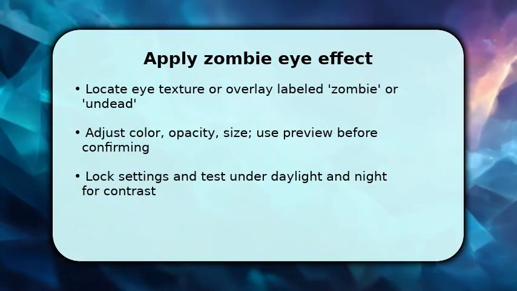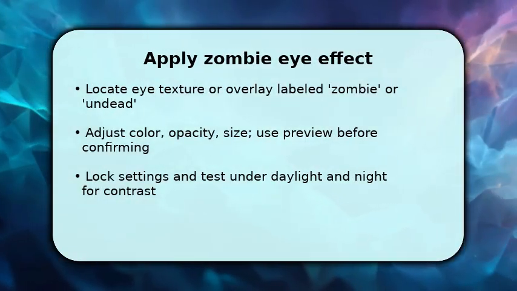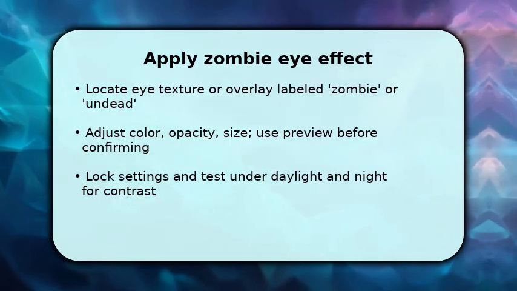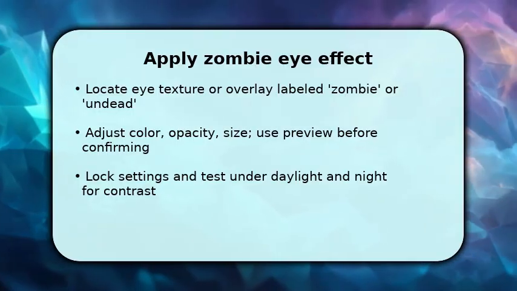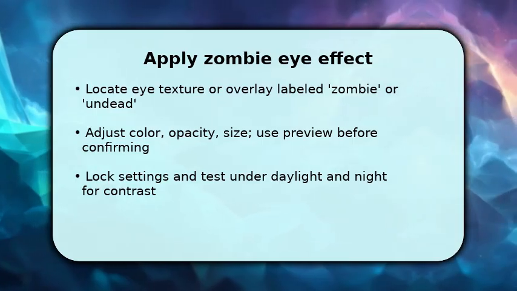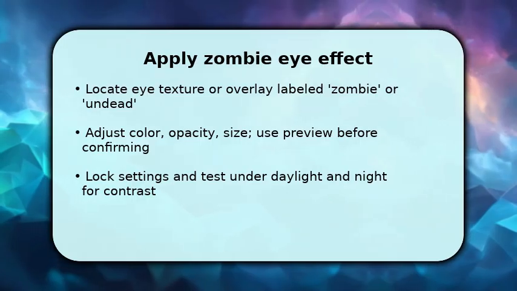Next, find the zombie eye texture or overlay within the outfit, makeup, or mod menu. It's usually named zombie or similar. Once selected, tweak color and opacity to deepen the whites and rim the iris with dark red or black. Reduce gloss to remove shine. Increase or decrease scale so the pupil sits right.